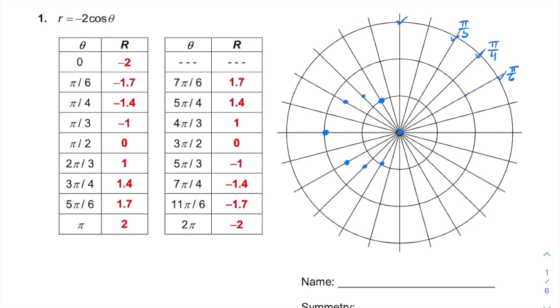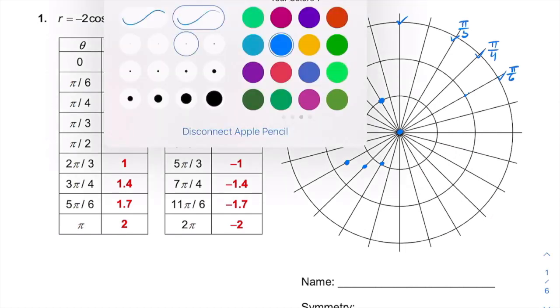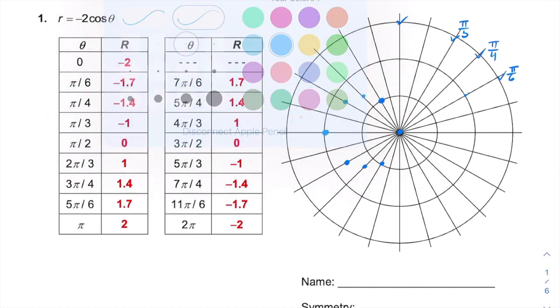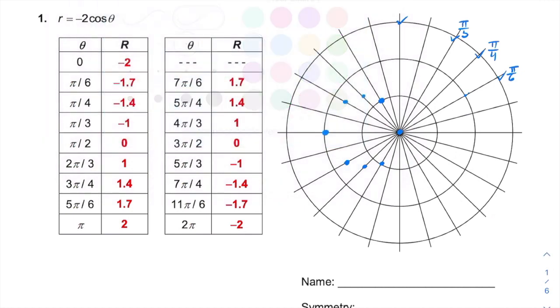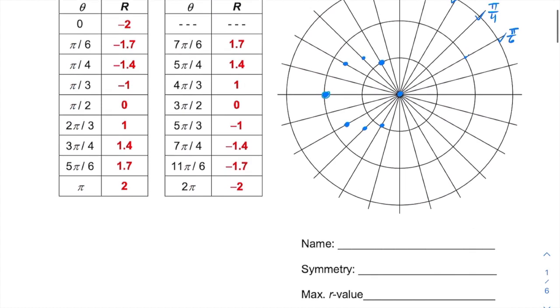And then at pi over 2, or sorry, at pi, we are at positive 2. Well, let's see here. I'm going to pick a slightly lighter blue. It's the same dot. We've already done that one. Okay, let's keep going. If I did 7 pi over 6, that is 1.7. I already have a dot there. Same with 1.4. I already have a dot on 4 pi over 3.